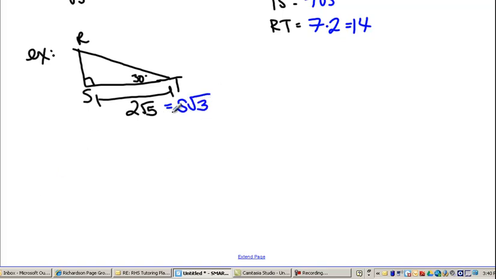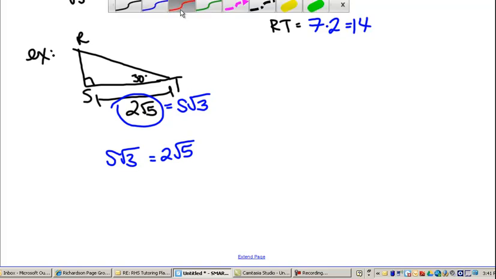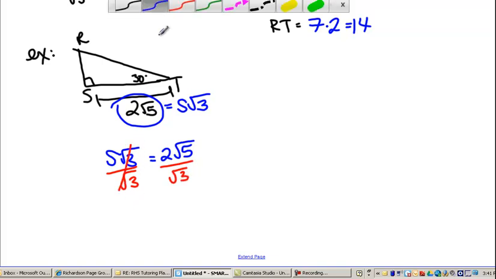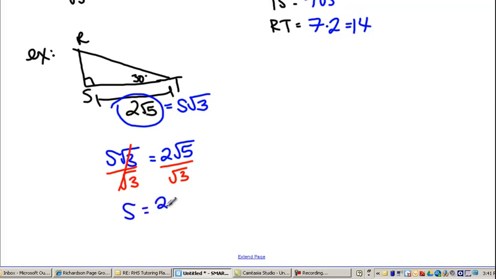Okay, the way you start off these problems, you need to find S. So you set whatever side length they give you equal to whatever ratio. Okay, so for this ratio, it's S square roots of 3. So that is our problem. We have S square roots of 3 equal to 2 square roots of 5. We have to solve for S. You're going to divide by the square root of 3. So you get S is equal to 2 square roots of 5 over the square root of 3.